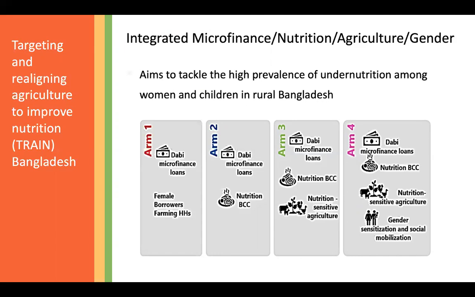As you can see here, Arm 1 is a control arm with only microfinance program. In Arm 2, the microfinance program is complemented with nutrition behavioral change communication component delivered by frontline nutrition workers through household visits. In Arm 3, we have all of the components of Arm 2, plus the nutrition sensitive agriculture extension service delivered by frontline workers, also through household visits and community events. And in Arm 4, we have all of the components of Arm 3, plus the gender sensitization components also delivered by frontline workers through household visits and community events.